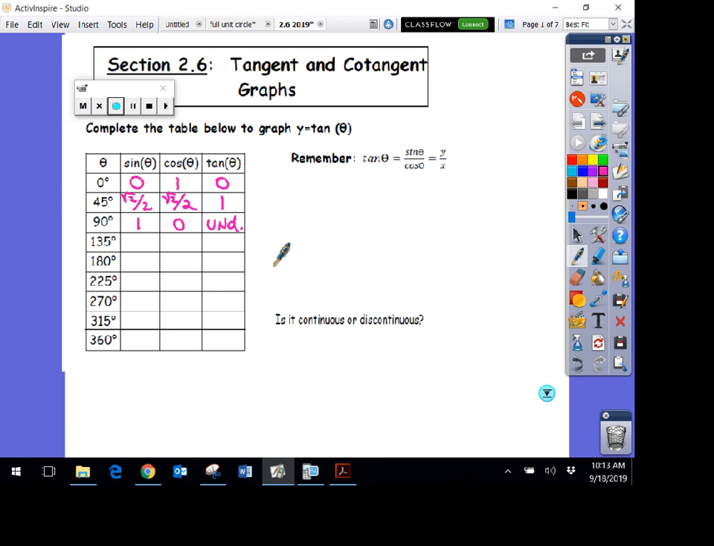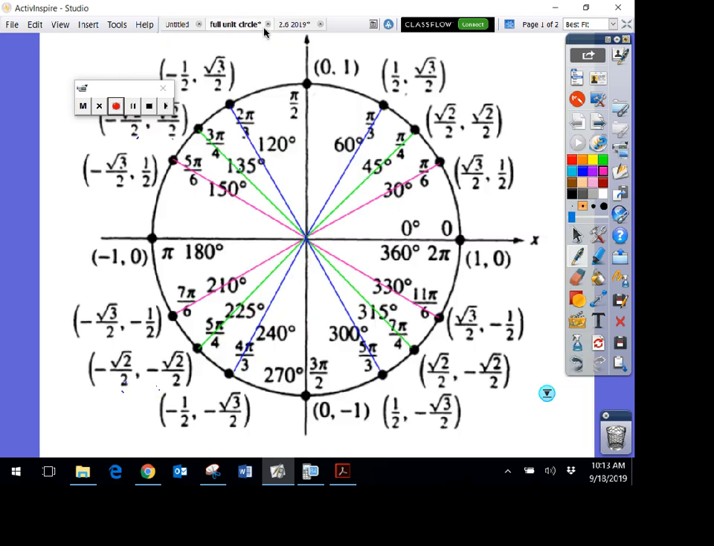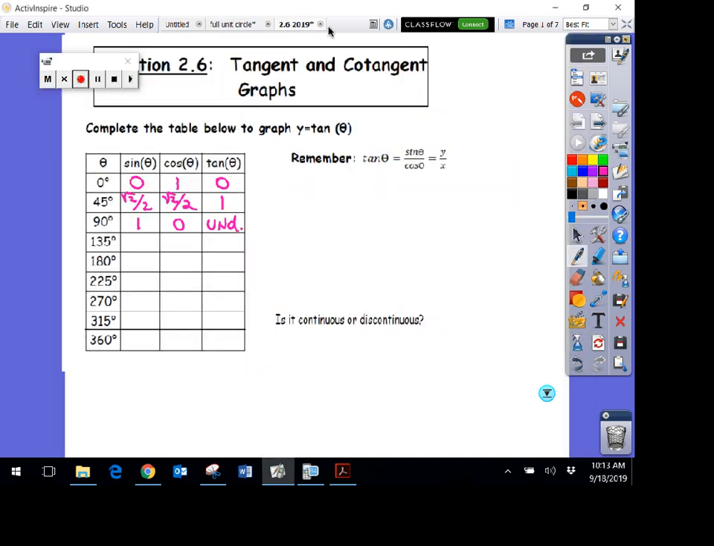Again, I'm doing this to show you the pattern. There's going to be a pattern, just like there was with sine, cosine, secant, cosecant. Inverse sine, inverse cosine, tangent and cotangent are going to have a pattern also. 135 degrees. 135 degrees right here. Okay, we have the same values, but the cosine is negative because we're in quadrant 2. So the sine of 135 degrees is root 2 over 2. The cosine is negative root 2 over 2. So that gives us a negative 1.